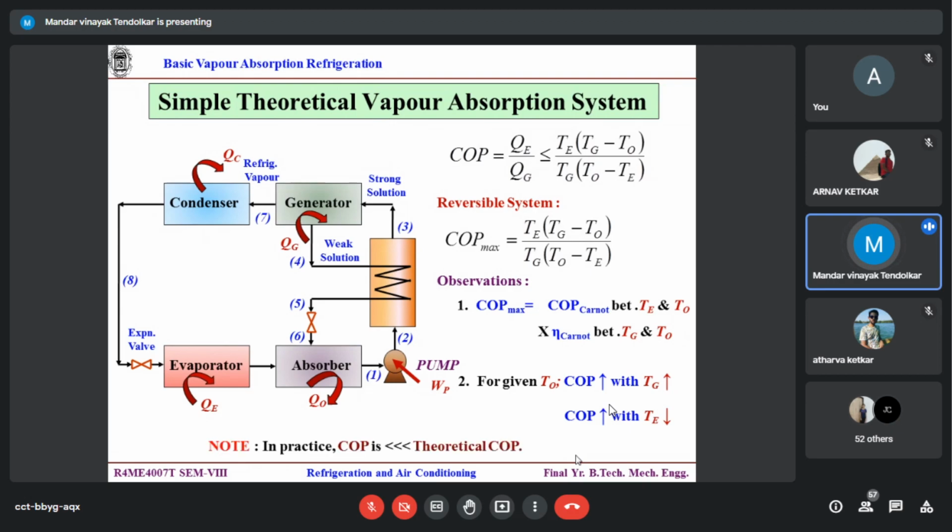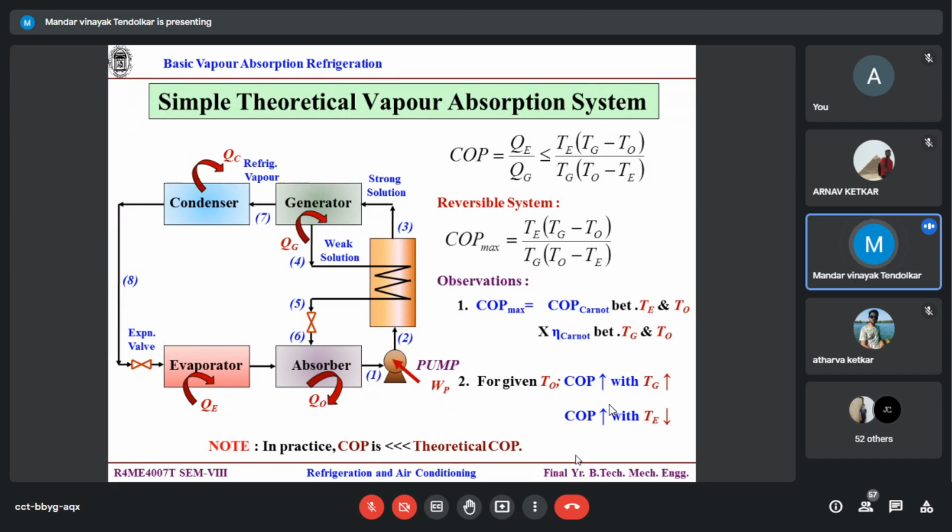So this is how vapor absorption system works. In practice, naturally, hundreds of irreversibilities are there. So the practical COP will be much lower than the theoretical one. So always remember as a thumb rule that practical COP for any vapor absorption system generally falls as 0.5 to 0.7, not more than that.